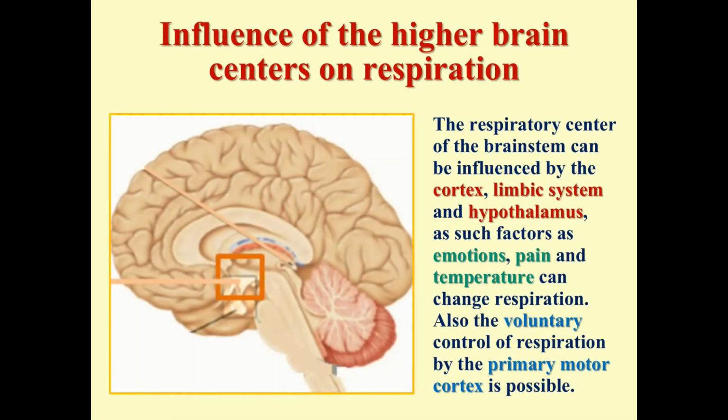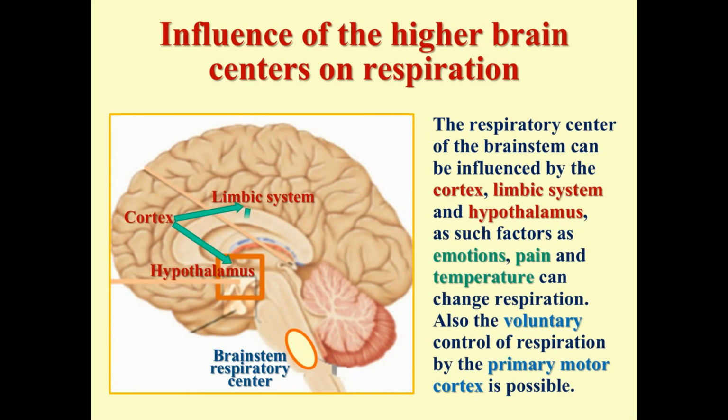time. So, you see, it means that the brainstem respiratory center is influenced by the cortex, by the limbic system, by the hypothalamus, which have interconnections between them, but finally all these influence the brainstem respiratory center. And it happens when emotions greatly increase the degree of lung ventilation. Pain changes the pattern of respiration. Temperature can easily influence the respiration degree.